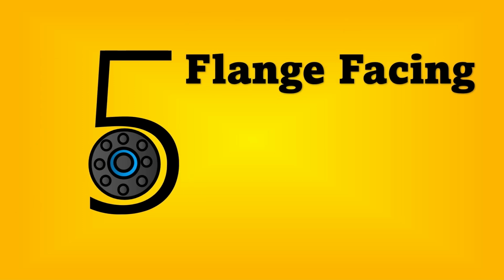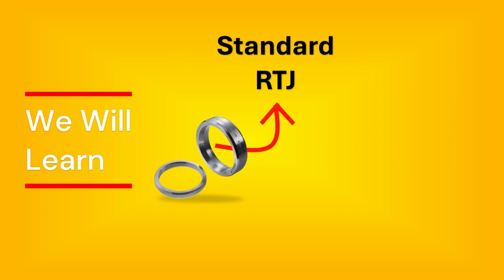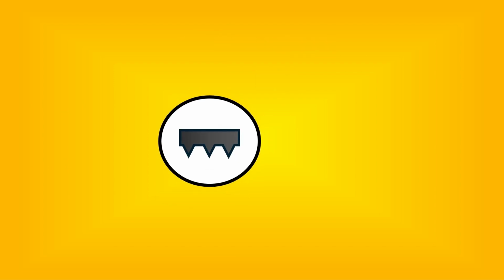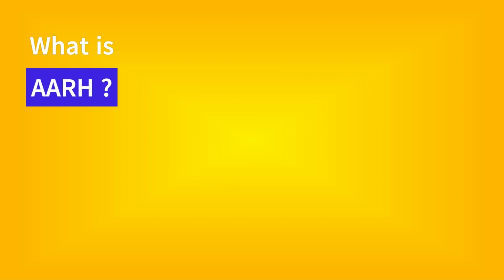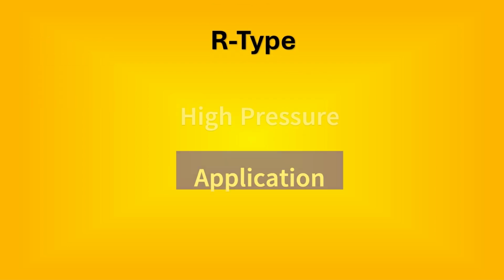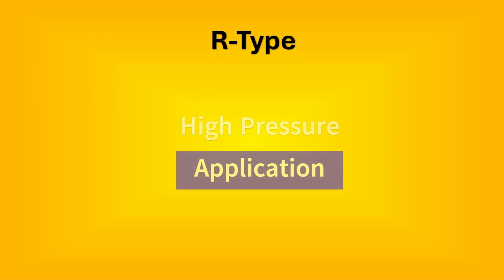In this video, we are going to learn about the 5 types of flange facings that are used in almost every engineering project, and in depth. We will learn about the standard which is used for RTJ type of gaskets. We will learn about the roughness requirement for raised face flanges. We'll understand what AARH actually means. We will try to understand what the different types of gaskets are that are available for high pressure applications.